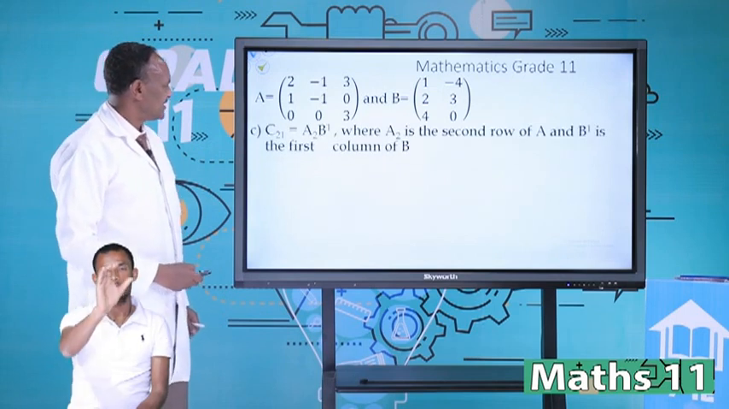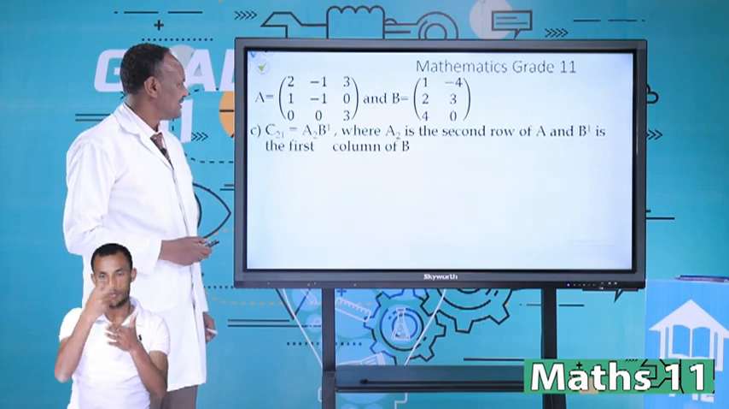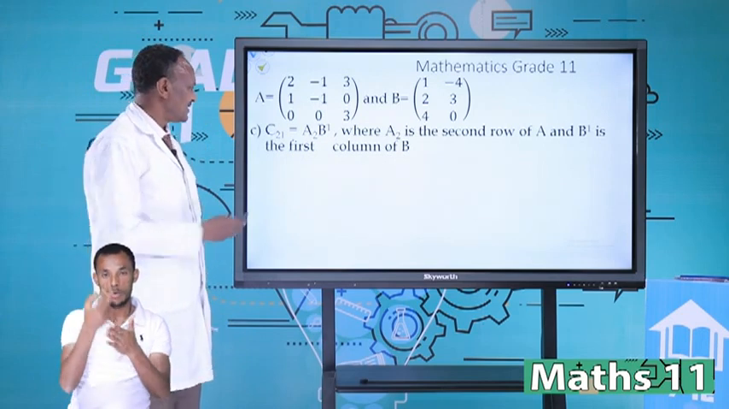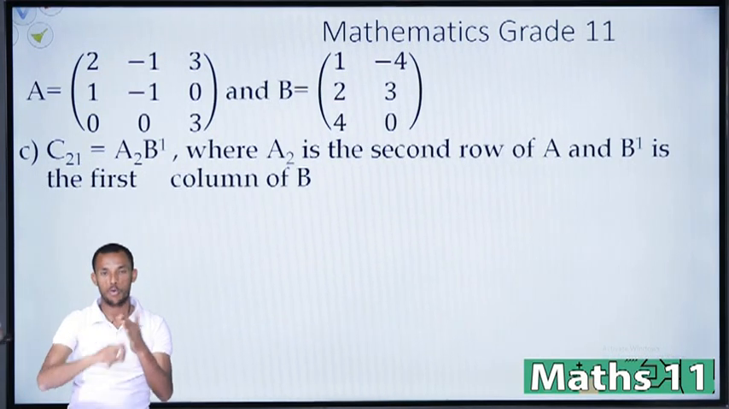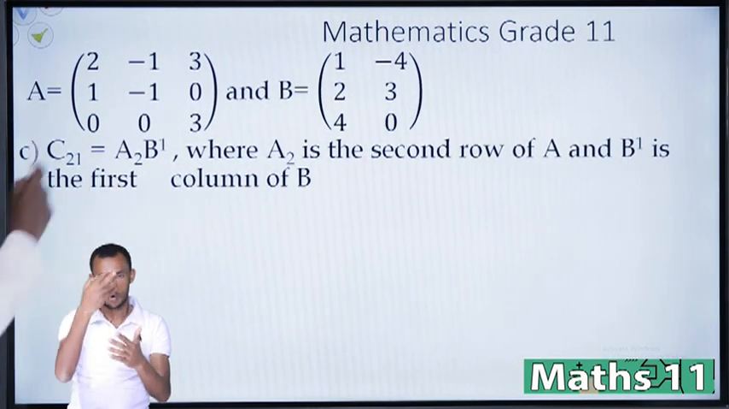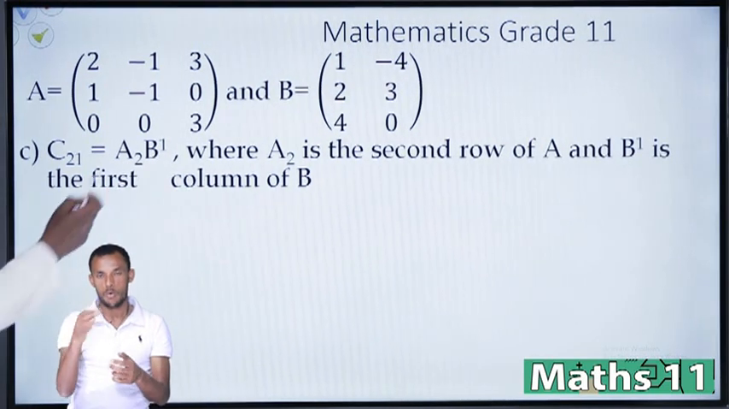See what you are asked. What is this element in the product? In the product, C21 means it is the product of the second row of matrix A by the first column of matrix B. So what is that?